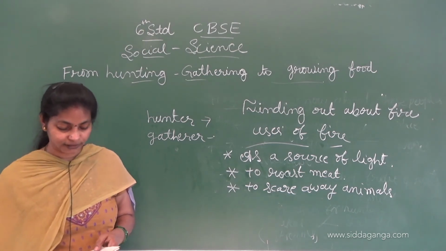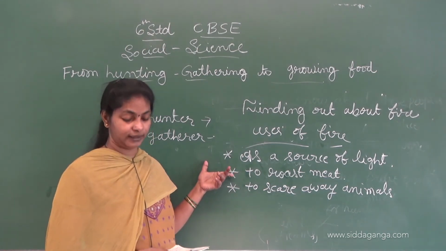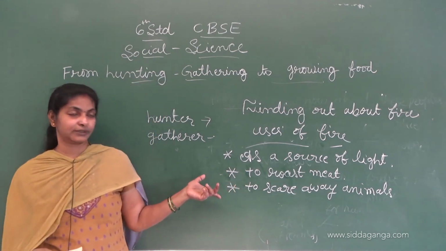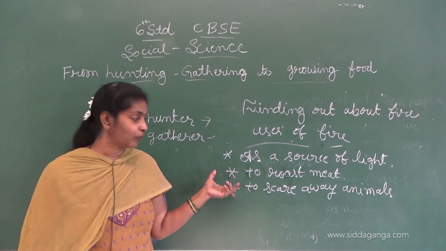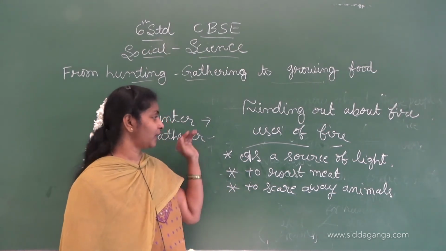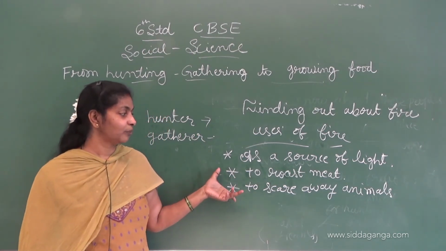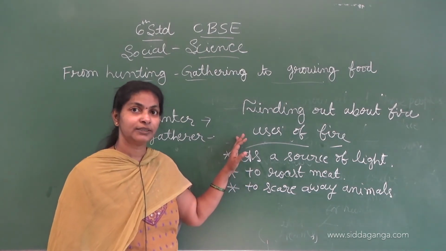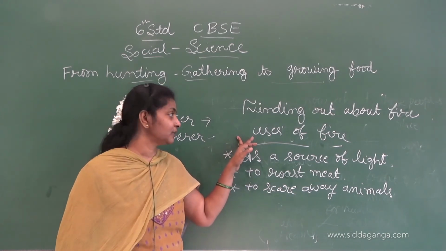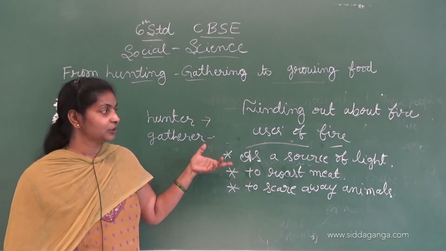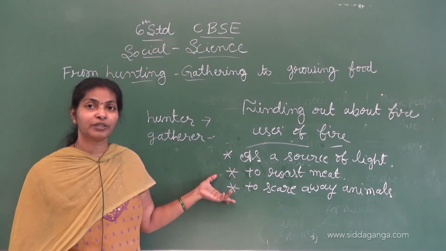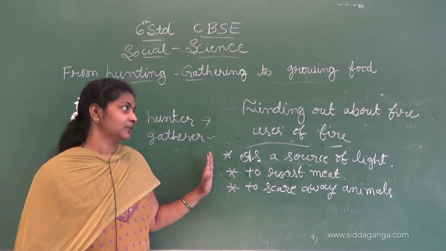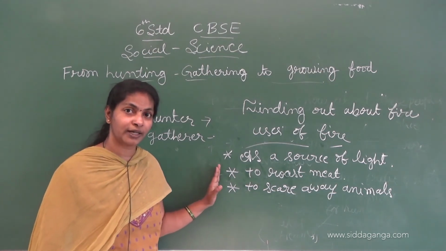To avoid the attacks of the wild animals, they used the fire. So in this way they took more benefits from the fire. They already learned how to use the fire. These are some of the uses they took from the fire.